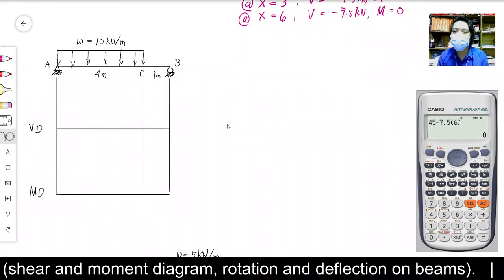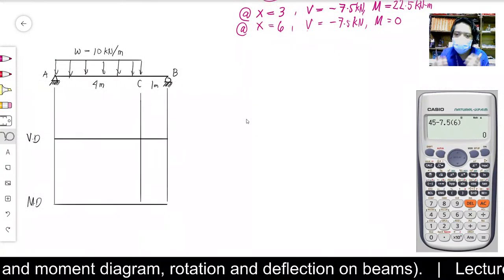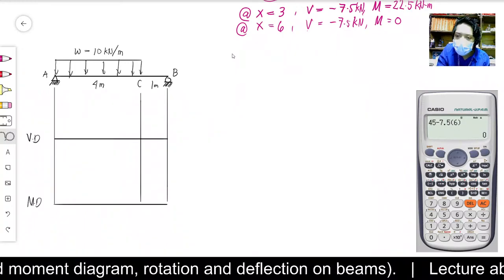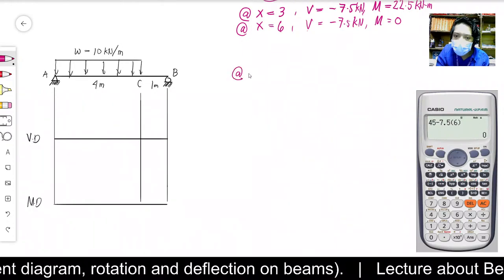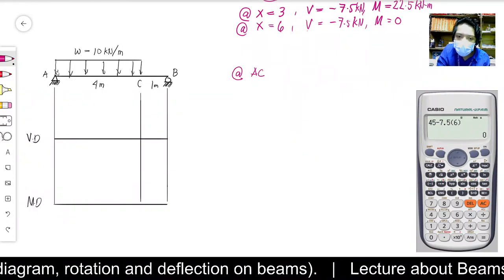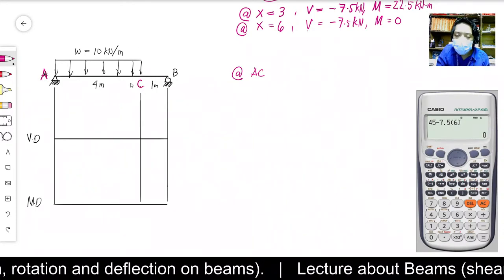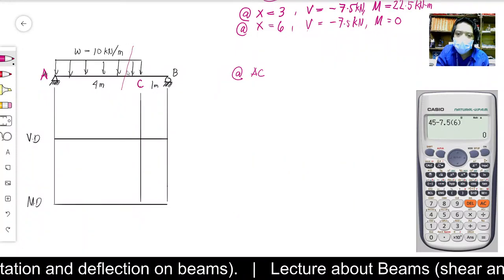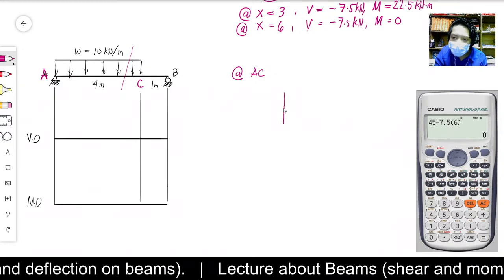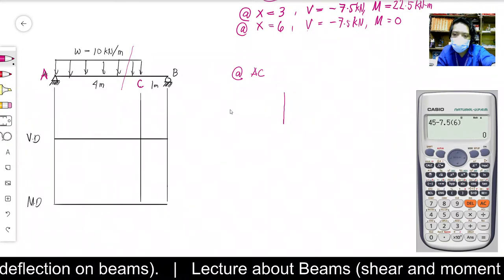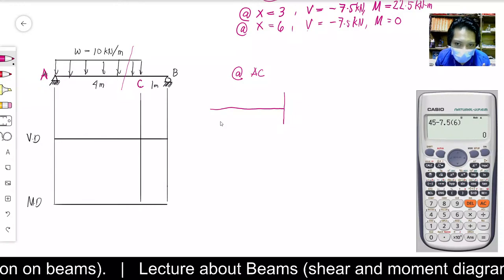Okay, let's get another sample problem. Let us find first the equation. Let us take a segment, this segment. To find the equation, you pass a cutting plane here, then isolate the cut portion. So this is the cutting plane, and this is the beam.